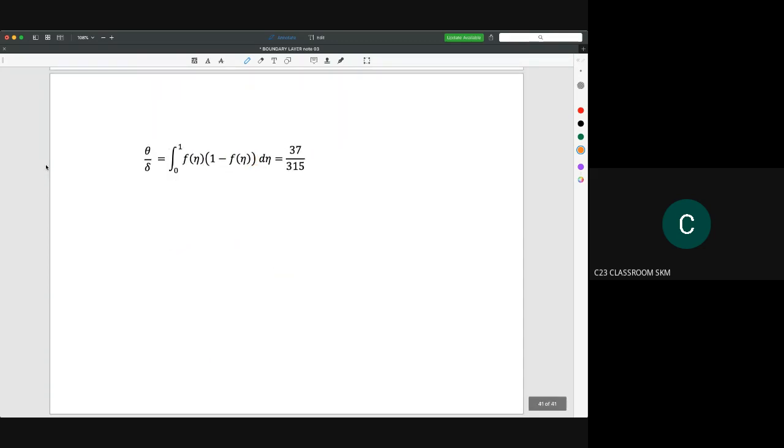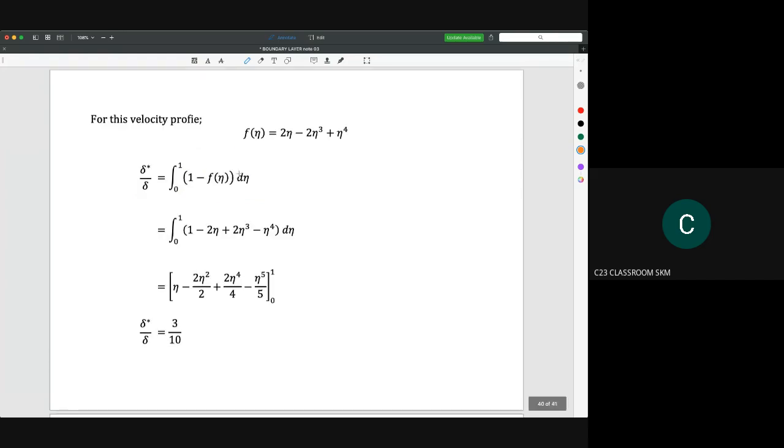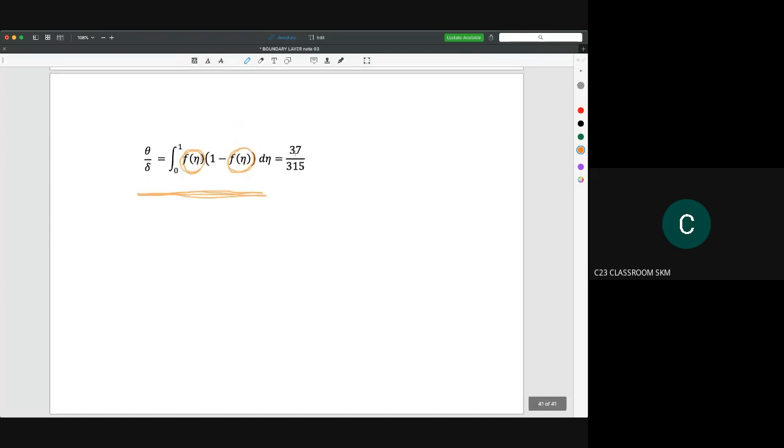And then I hope you can do the same thing. I leave it simple as this one, because I hope you can do your tutorial at home after this. So this is the equation for theta over delta. What we need to do is substitute the value of f eta here. This is the value of f eta, so you substitute all of these functions into this one.